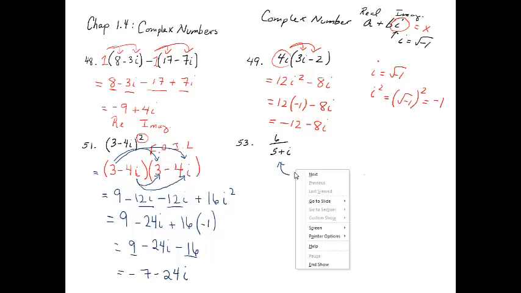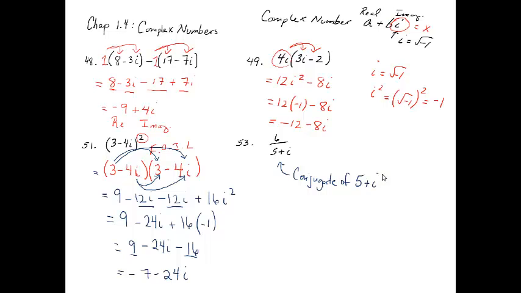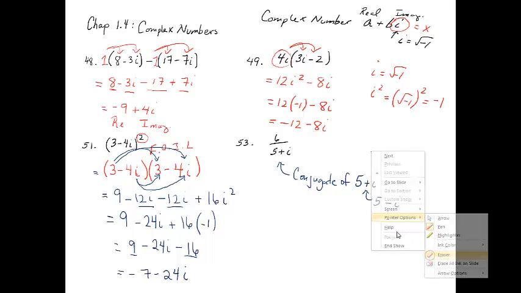So in order to get i out of the denominator, we're going to multiply the top and the bottom by the conjugate. Conjugate of 5 plus i. And the conjugate is just still 5 and the i, but the only thing that's different is that plus sign. So the conjugate of 5 plus i is 5 minus i. So you're going to multiply the top and the bottom by the conjugate of 5 plus i, which is 5 minus i.